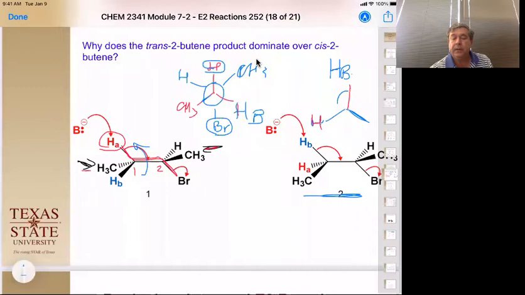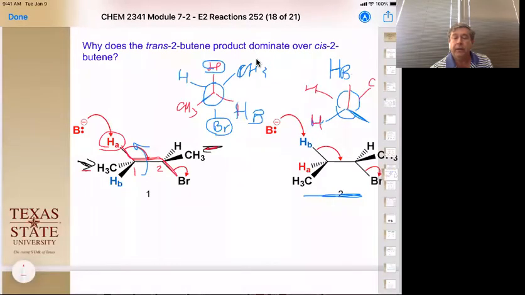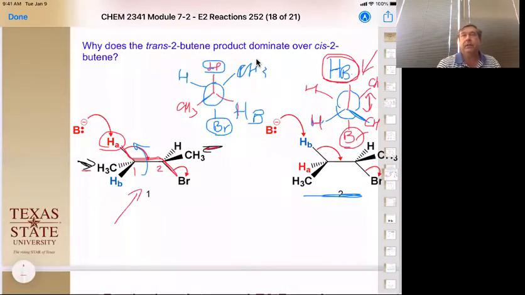Then let's see what we have behind here. We have a hydrogen over here, a methyl group over here, and a bromine over here. So in this configuration, our hydrogen is opposite our leaving group, but our methyl groups are close to each other. Just by removing a different hydrogen, it's giving us the cis configuration. This gives us the trans configuration.